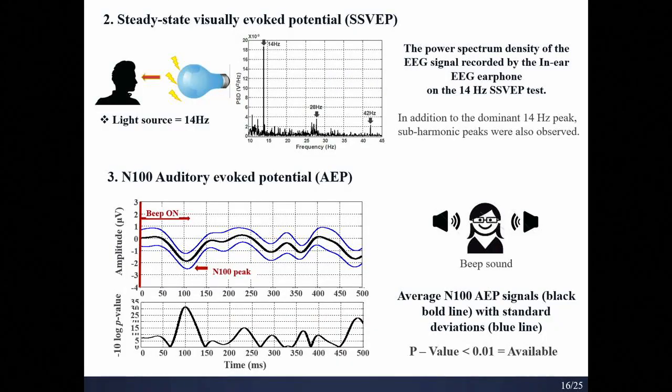The second and third feasibility tests were related to the evoked potential. The evoked potential is the brain response to external stimulation. The second is about visual stimulation, and the third is about auditory stimulation. We also successfully measured the brain activities for both visual and auditory stimulation.